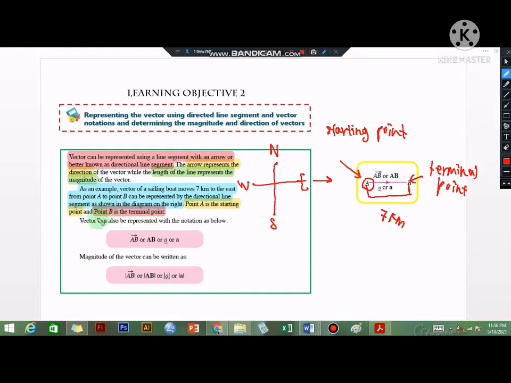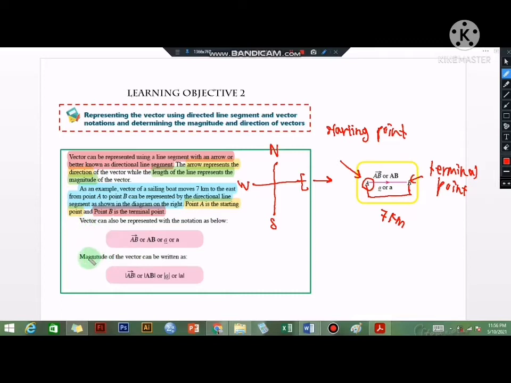And also, a vector can be represented with the notation as below. So this is vector AB, or the bold letter AB, or vector A, or bold letter A. This is the representation of a vector. Okay, let's look at the next one.